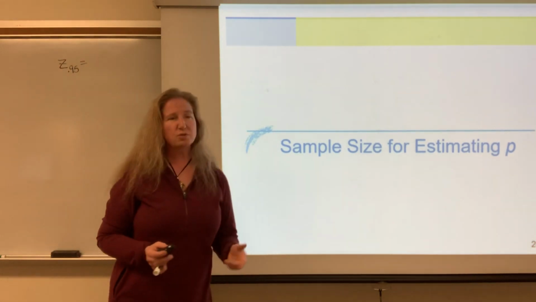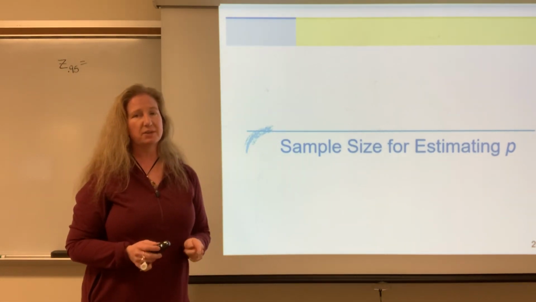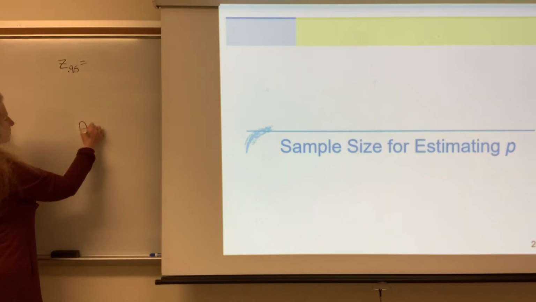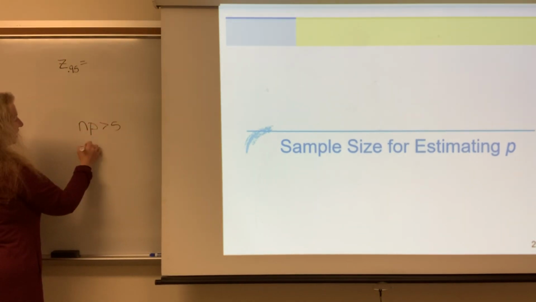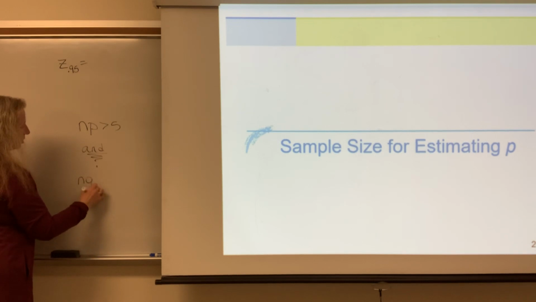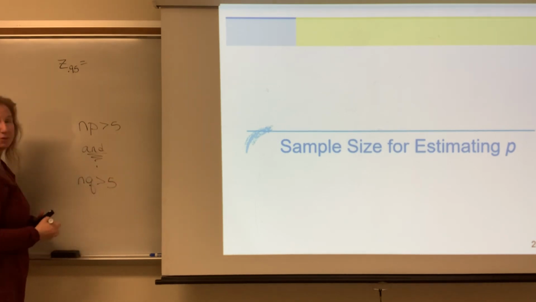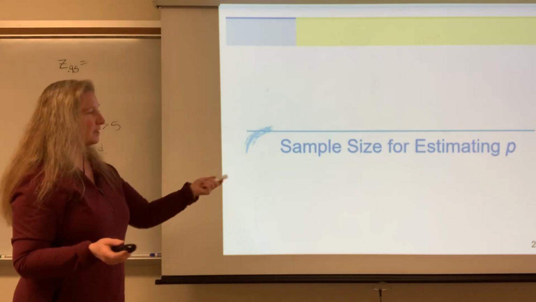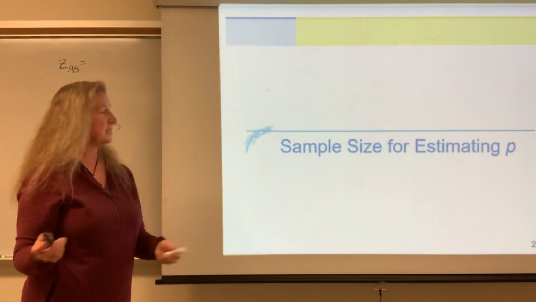Sample size. How do I know how big that sample size has to be? Okay, we looked at the fact that n times p has to be greater than 5, and remember that's a test question, n times q has to be greater than 5. So both of those things have to be true in order to use this procedure. How do I know how big of a sample size I need?